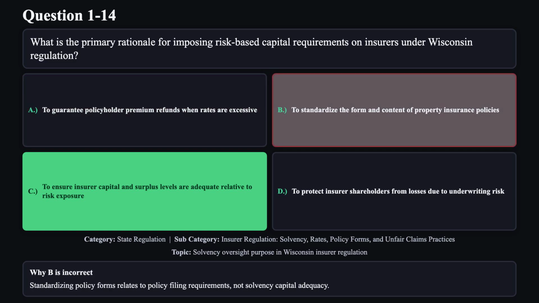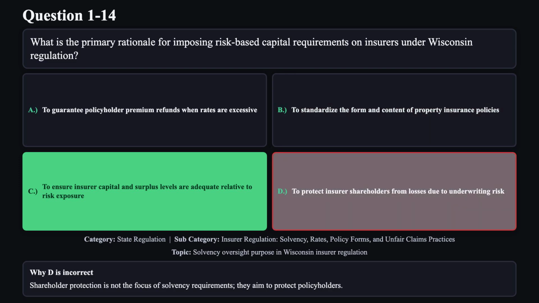Reason B is not correct. Standardizing policy forms relates to policy filing requirements, not solvency capital adequacy. Reason D is not correct. Shareholder protection is not the focus of solvency requirements. They aim to protect policyholders.